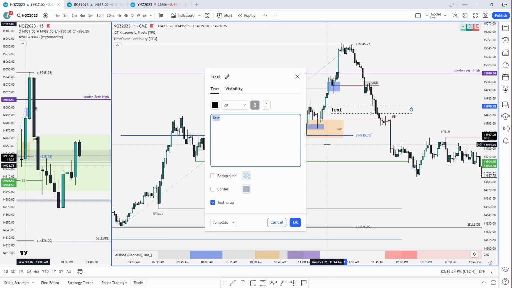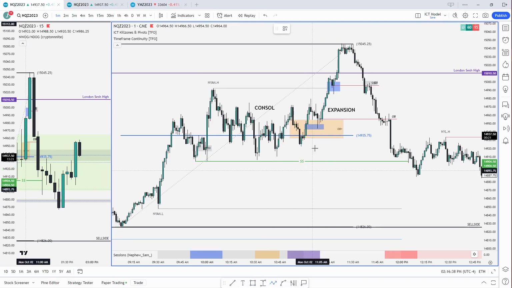Okay. Here's your expansion out. You get your expansion entry right in here. What is this within? Macro time. Expansion move. Here's your expansion entry. Right in there. Then you have two options. You have a retracement or reversal. Expansion leg up. Here's your reversal point above London swing high.